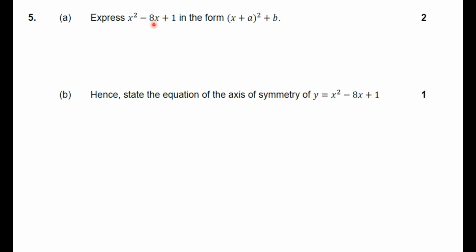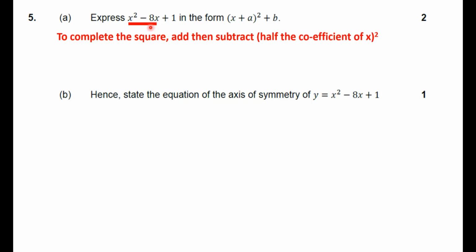We want to express this quadratic in completed square form. The way to do it is we take half of the coefficient of x, which is minus 8, and then we square it. So to complete the square, we add, then subtract half the coefficient of x. So we take half the number in front of x, that's negative 4, we square it, that's 16, and then we take away 16.